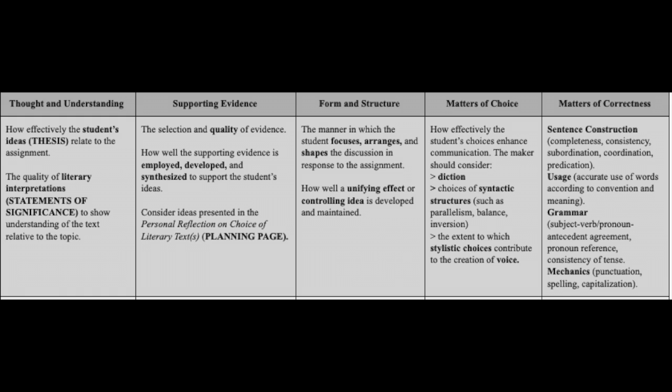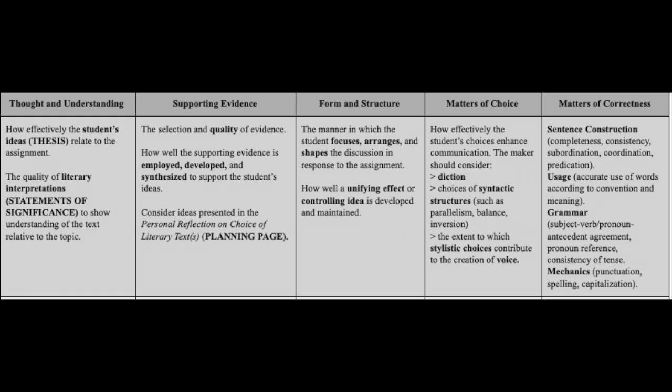The fourth section is matters of choice, and it relates to how effectively you choose to enhance the communication in your essay. To score a 5 out of 5, you need to have precise diction, and your syntactic structures are used effectively and sometimes very polished. And your stylistic choices contribute to create a skillfully composed essay with a convincing voice.